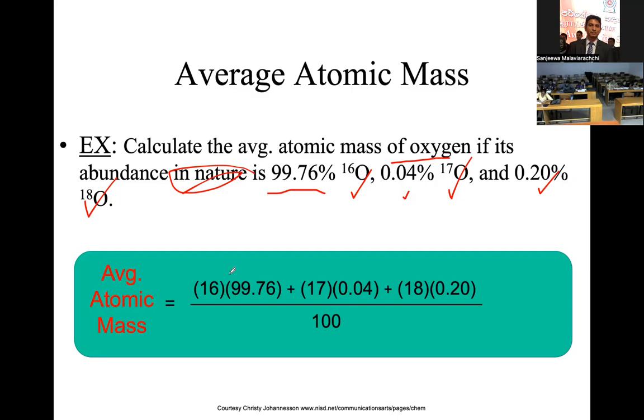So the mass is 16 and the abundance is 99.76. For 17, you have 0.04 abundance, and for 18, you have 0.2 abundance, and you divide by 100. This will give you the average atomic mass of oxygen, and it is given in AMUs. Remember, this is given in AMUs. So this is the average atomic mass.